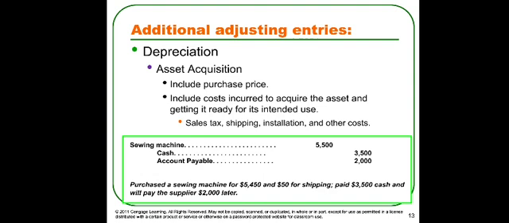The second thing is when you purchase the machine, cash goes out. You pay the supplier 3,500, so credit cash 3,500. Also you owe the supplier 2,000. When you owe the supplier, you record it in accounts payable. So the liability accounts payable increases 2,000, so credit accounts payable 2,000. Debit sewing machine 5,500, credit cash 3,500, and credit accounts payable 2,000. This is the record when you purchase a non-current asset.